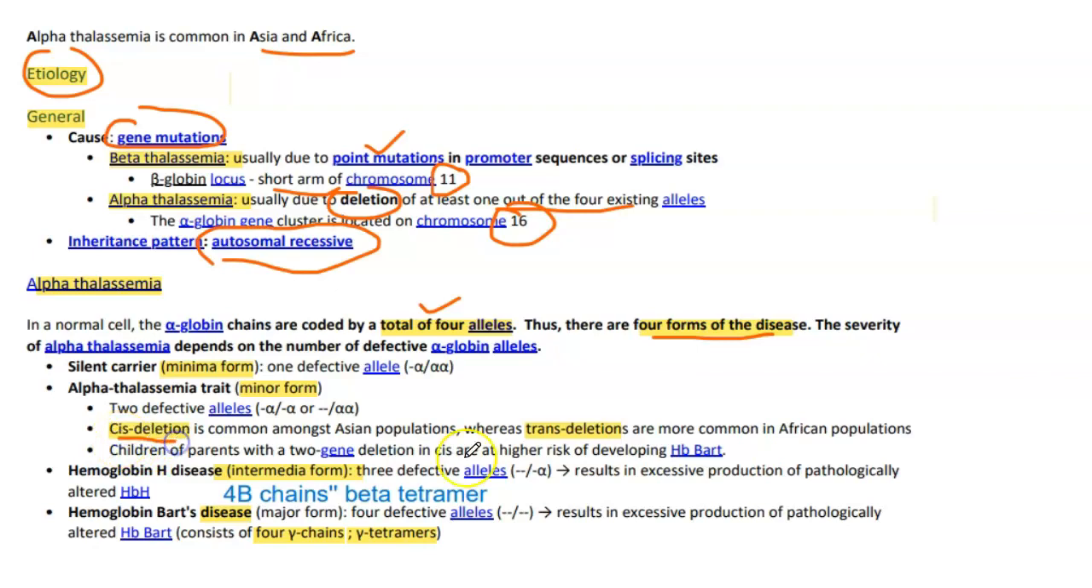The deletion can be cis deletion or trans deletion. Cis deletion occurs on the same chromosome, which is common among Asian population, whereas trans deletion occurs on two different chromosomes and is more common in African population. Children of parents with two genes deletion in cis are at high risk of developing HbBart.